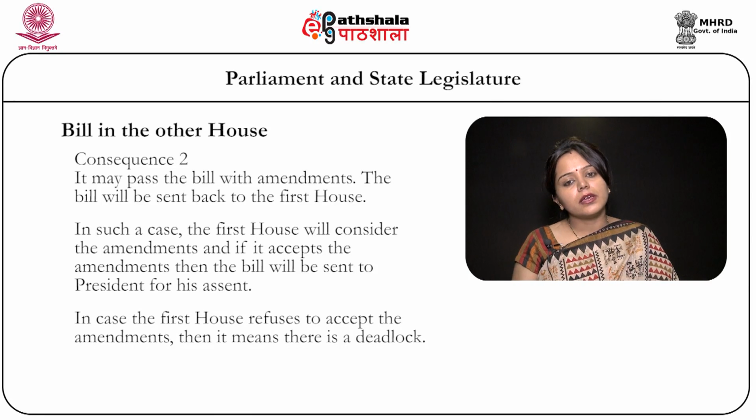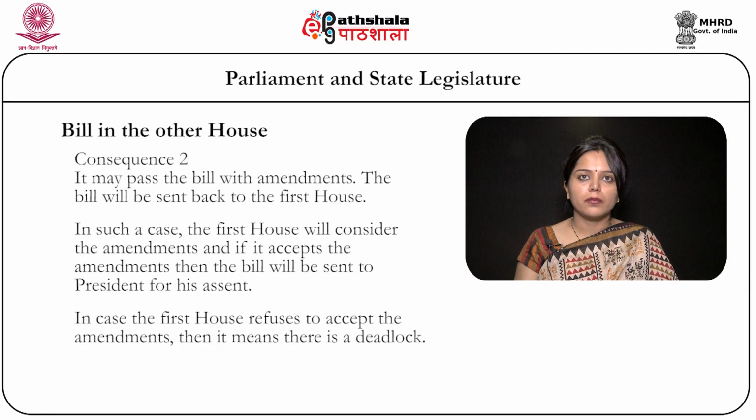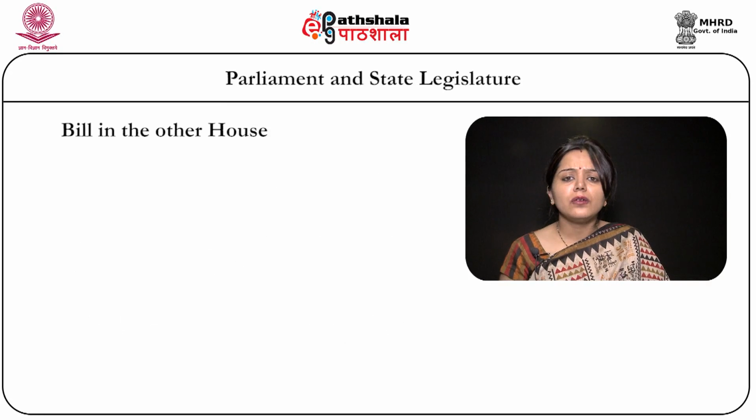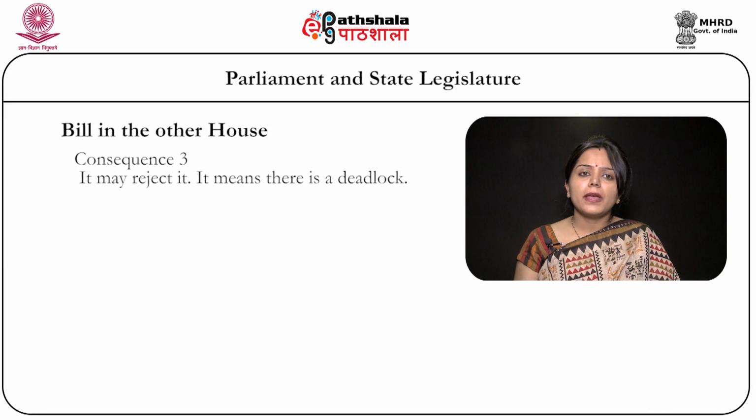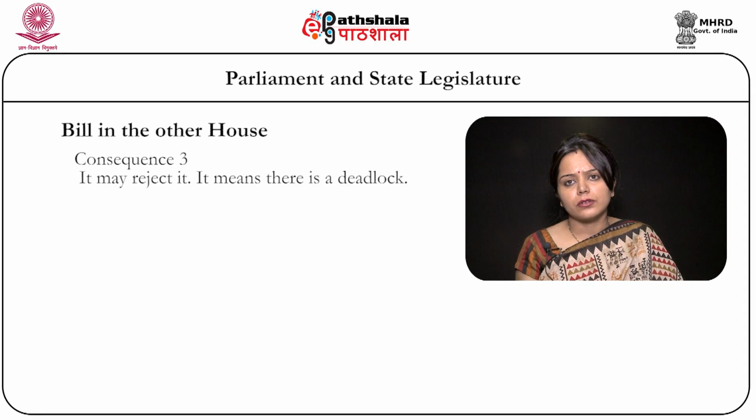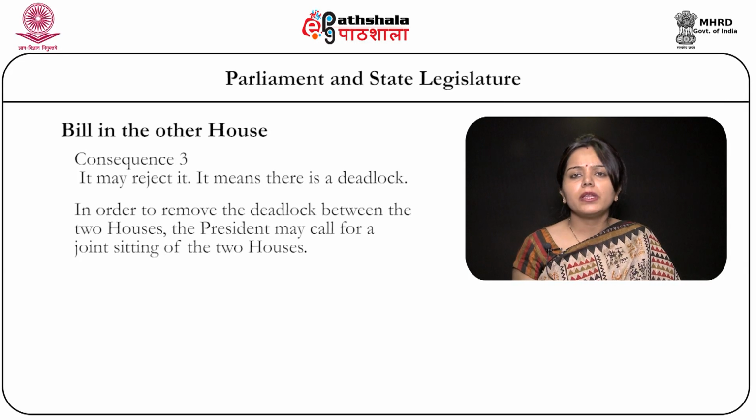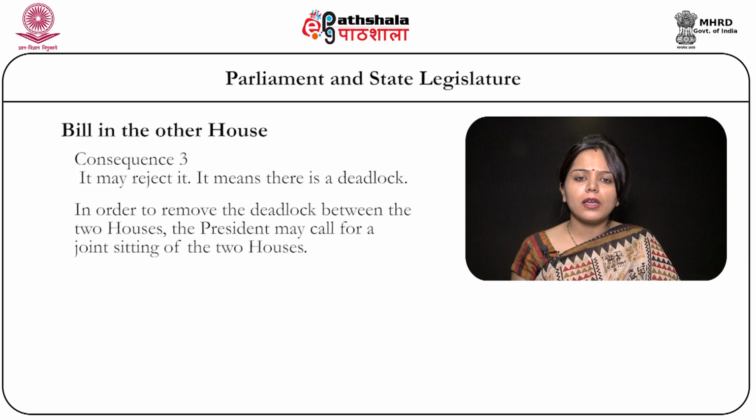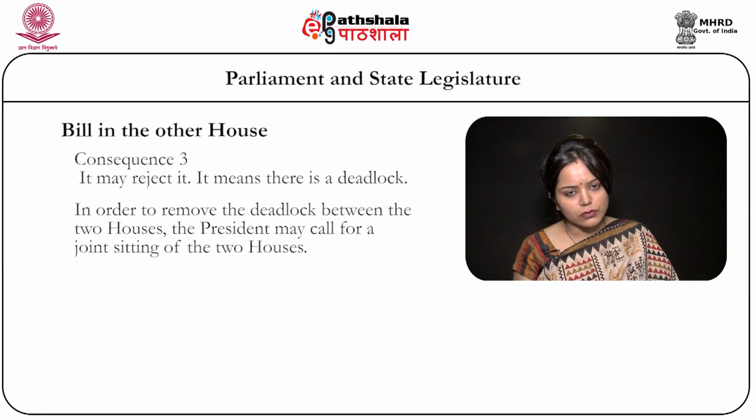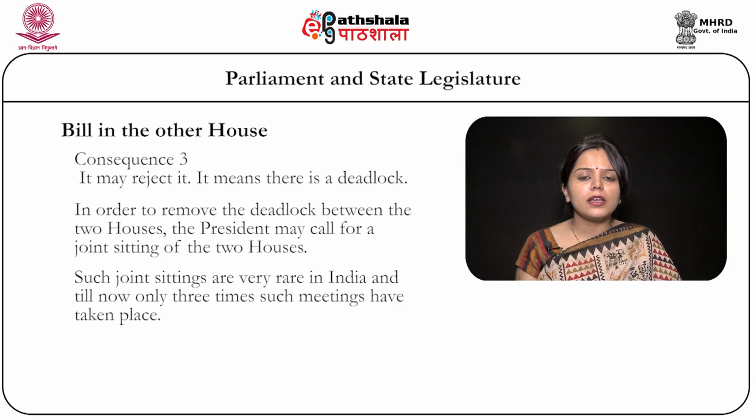And in case the first house refuses to accept the amendment, then there is a situation of deadlock. Now, the third situation, where the bill is not recommended any amendment, it may be rejected by the second house, and there is a simple situation of deadlock. So, here I will explain how to remove the deadlock between the two houses. The president has the power, at his discretion, to call for a joint sitting of the two houses, and such joint sittings are very rare in India.